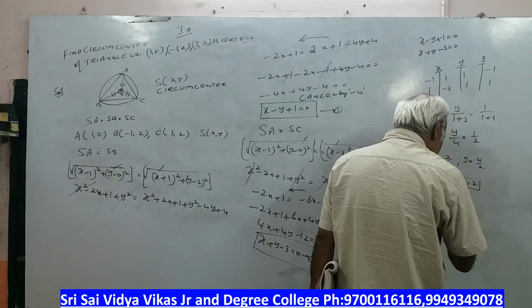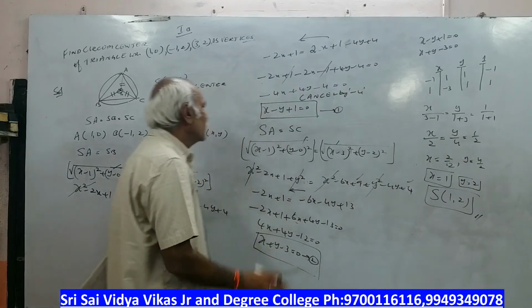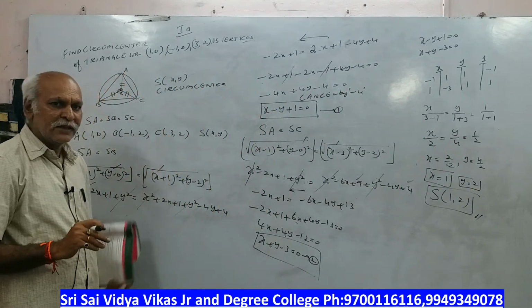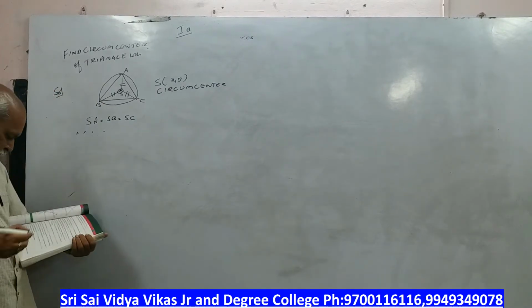So what is the circumcenter? (1, 2). So here SA is equal to SB is equal to SC. Please note down, this is 7 marks, sir. Okay, next.